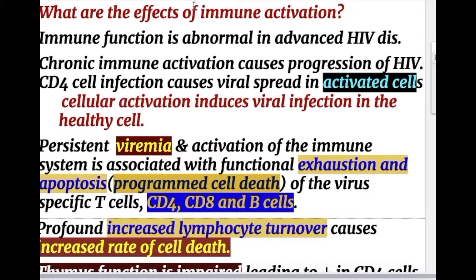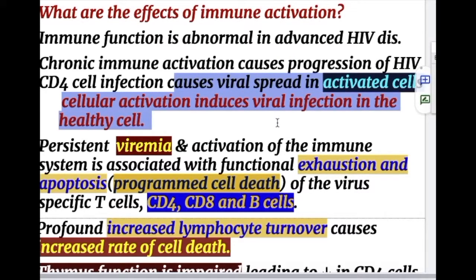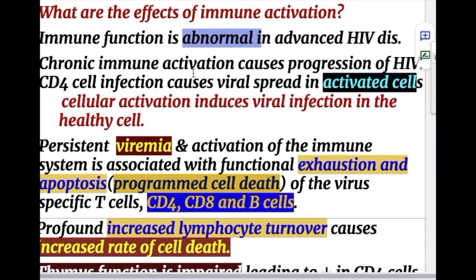Now, what are the effects of immune activation? Immune function is abnormal in advanced HIV disease. Chronic immune activation causes progression of HIV infection. CD4 infection causes viral spread in activated cells, and cellular activation induces viral infection in the healthy cells. So the effects of immune activation are: immune function is abnormal, immune activation causes progression of HIV, CD4 cell infection causes spread in the activated cells, and cellular activation induces viral infection in the healthy cells.